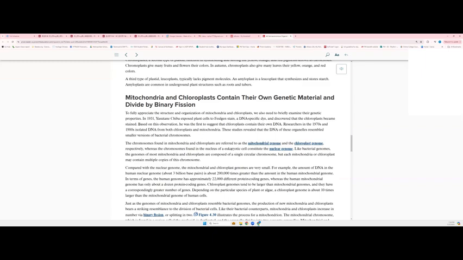And they name this kind of DNA information a chromosome. The ones found in the mitochondria and the chloroplast are referred to as the mitochondrial genome or the chloroplast genome, respectively, which is different from the chromosomes found in the nucleus of the cells. That's called the nuclear genome. They even found out that the genome in most mitochondria and chloroplast is a single circular chromosome.